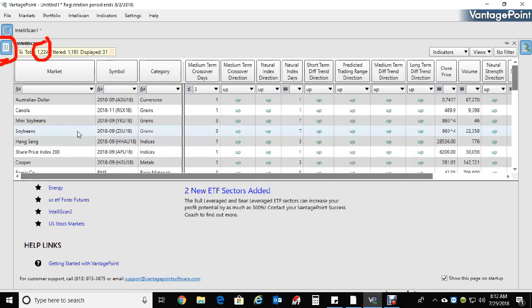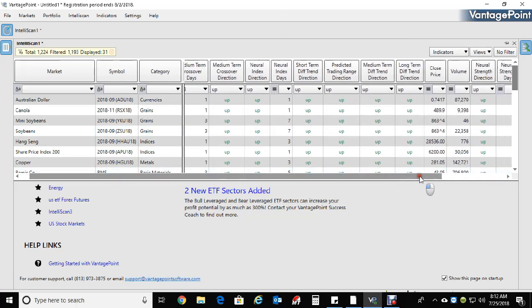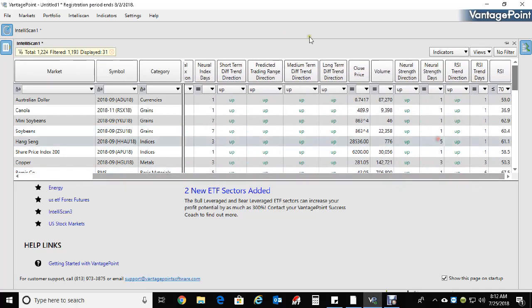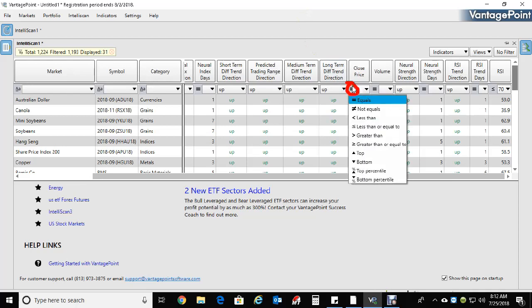And with the setup that we had, now it's displaying 31 that are in an uptrend that have been going up for less than or equal to 3 days. This is the close price, the volume. With the close price, we have different options here. You can set a price, and if you click on this equal sign, it'll give you different options. Less than or equal to is the one that I use the most.